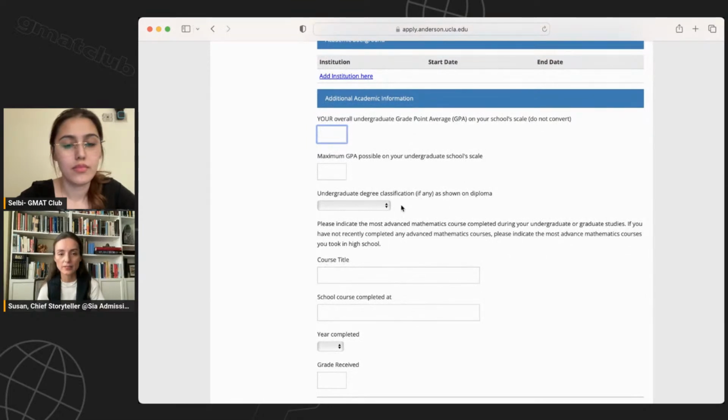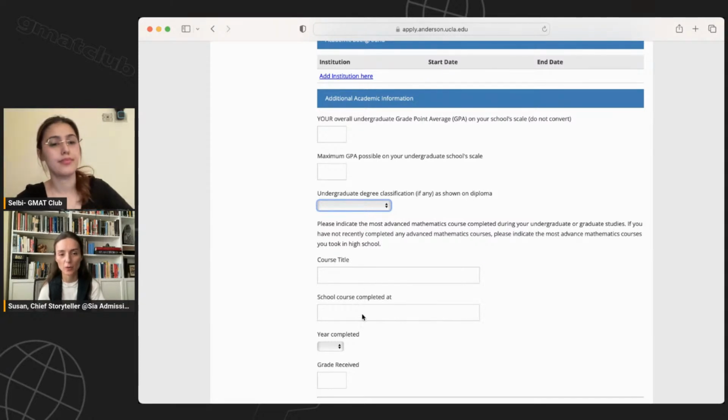Any degree classifications, if it shows. This is mostly for, I know especially for the British system, these are most prevalent, and down here are more prevalent for the US. So if you have any kind of honors that you received as far as your degree is concerned, you would highlight the one that best matches what shows up in your diploma.